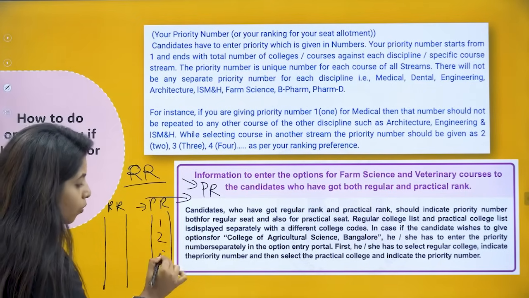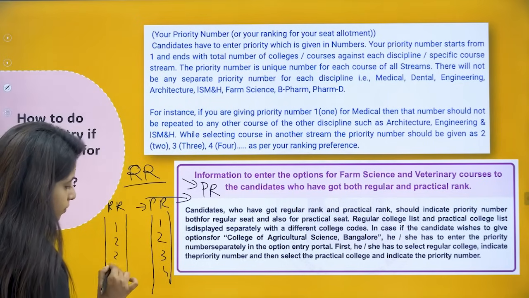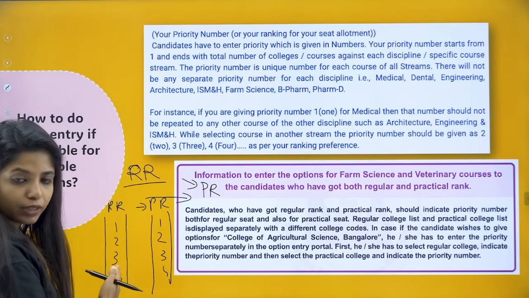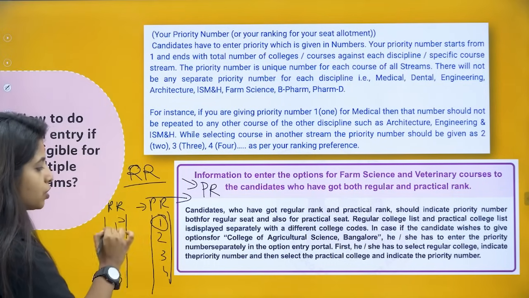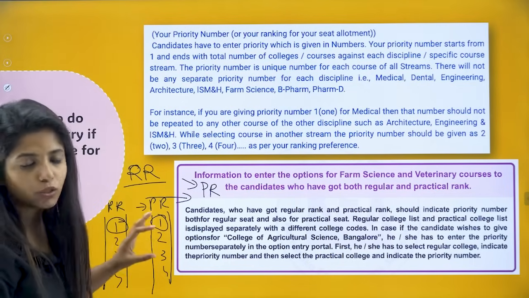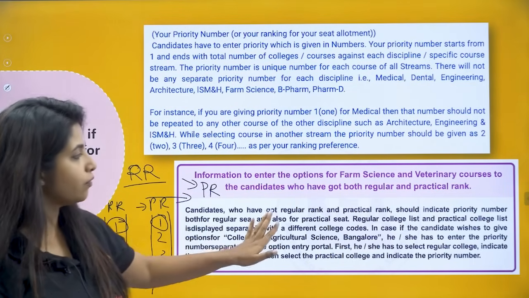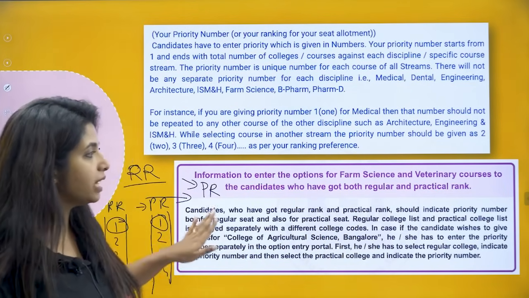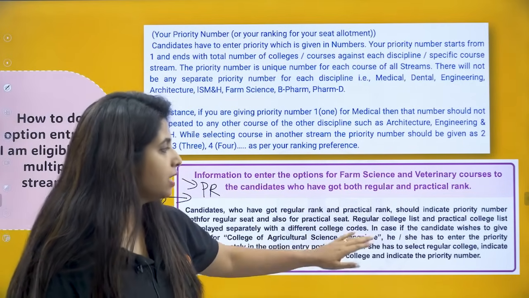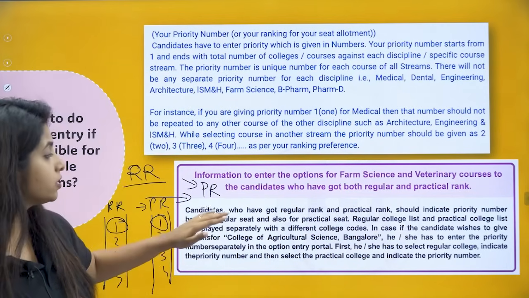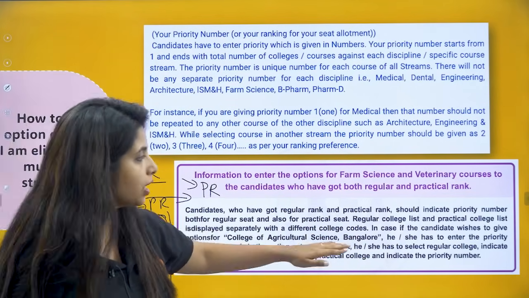You can make your own option entry list, irrespective of whatever you have put over here. Depending on what your rank is, you will be allotted a college either through this or through this, my dear children. So that is what is being mentioned over here. Candidates who have got regular rank and practical rank should indicate priority numbers both for regular seat and also for practical seat. Regular college list and practical college list are displayed separately with different college codes.